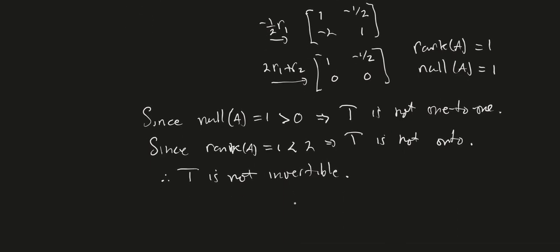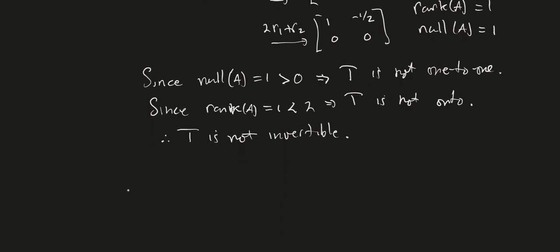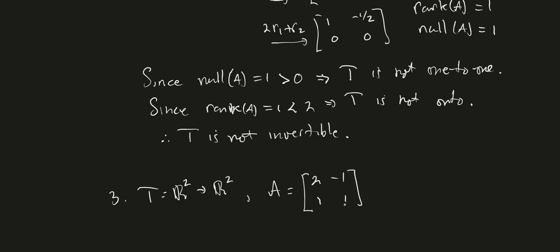All right, let's do one last example. So let's say we have, again, a transformation that goes from R2 to R2. And let's say A, the standard matrix, is now 2, -1, 1, 1.